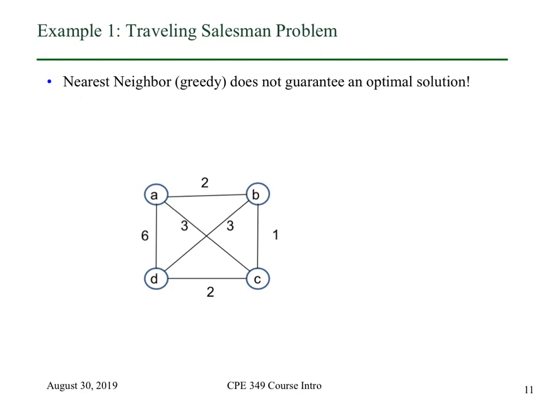Notice, and you should verify this by trying it out, I can make this 6 as large as I want. And the tour found by nearest neighbor, no matter where I start, would still be A, B, C, D, and A.